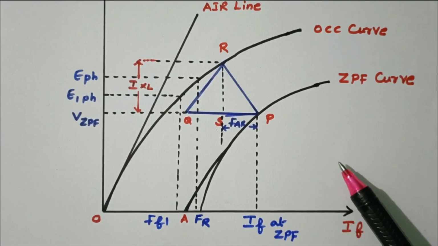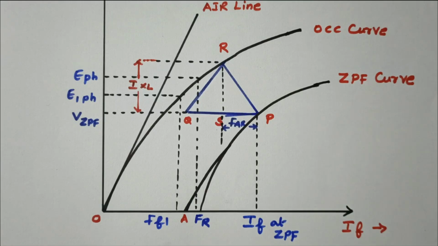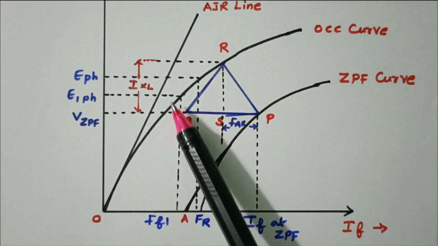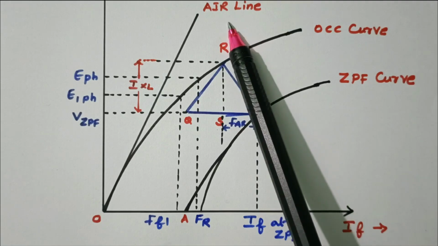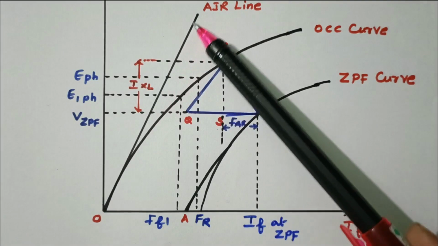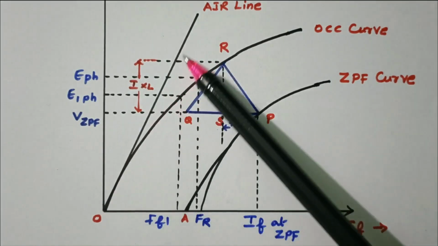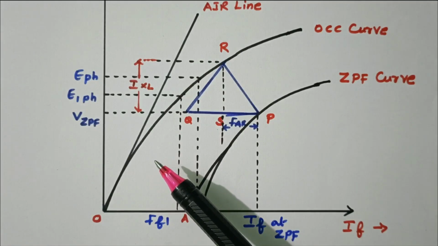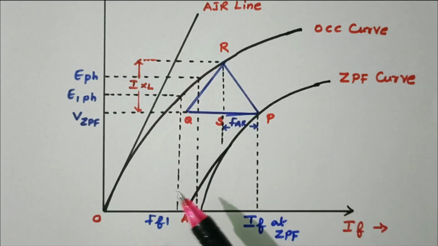Now we'll go for further detail. Right, the next step is we have to draw this line. We have to draw the AR line. What is the AR line? The tangential line to the OCC curve will give the AR line. Just a tangential line.